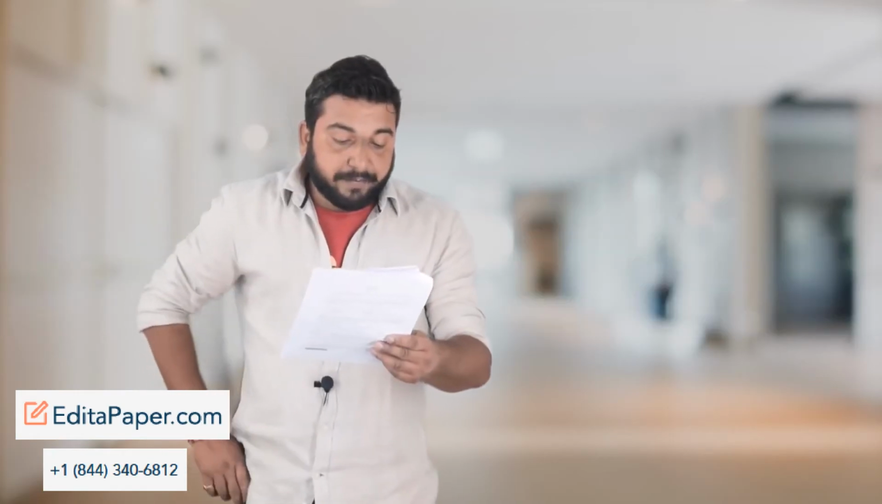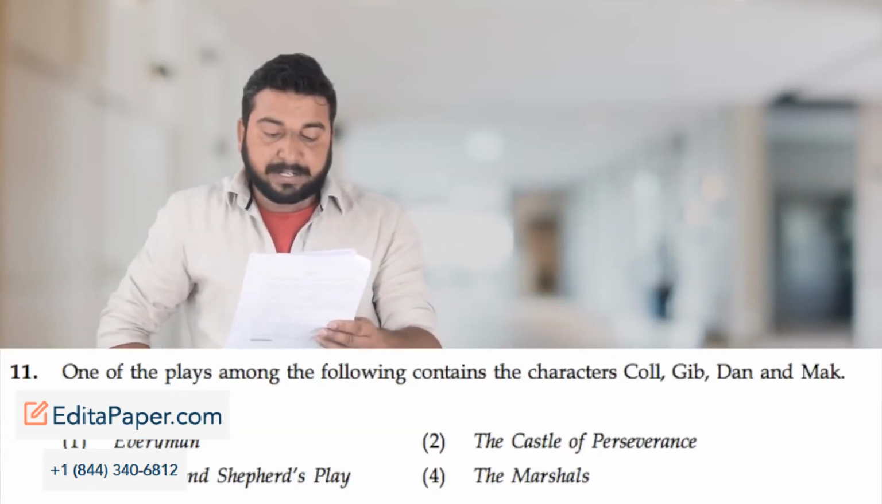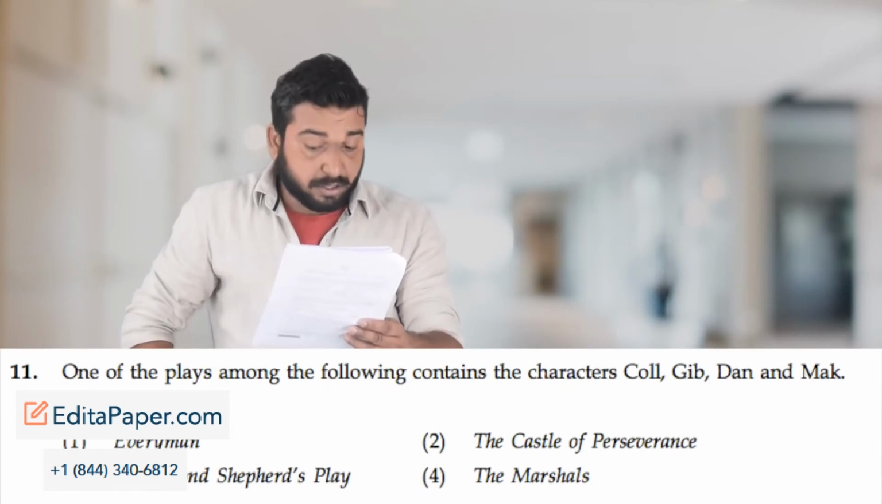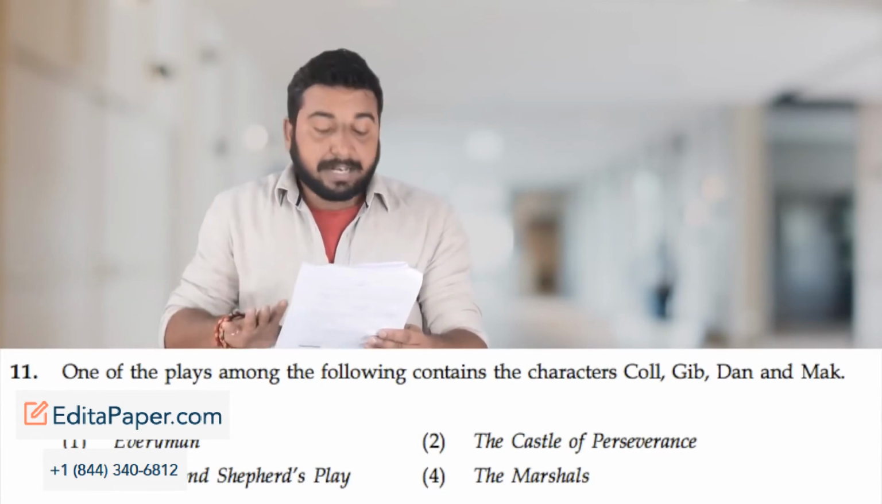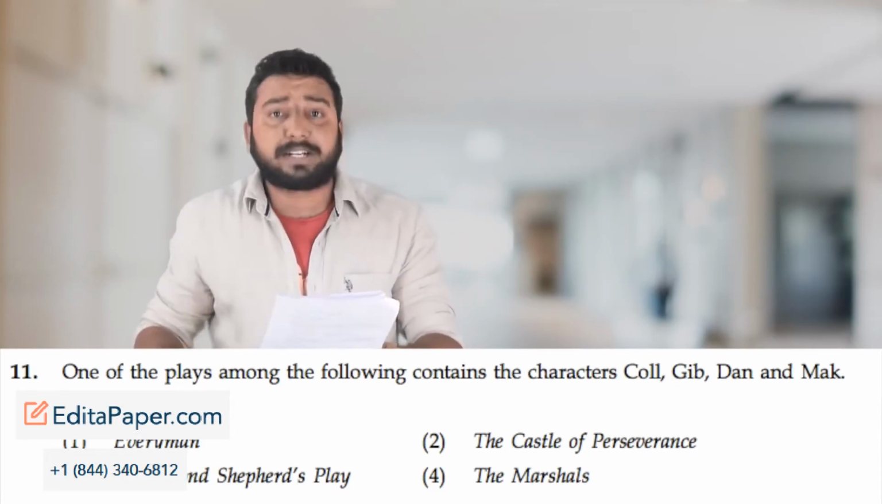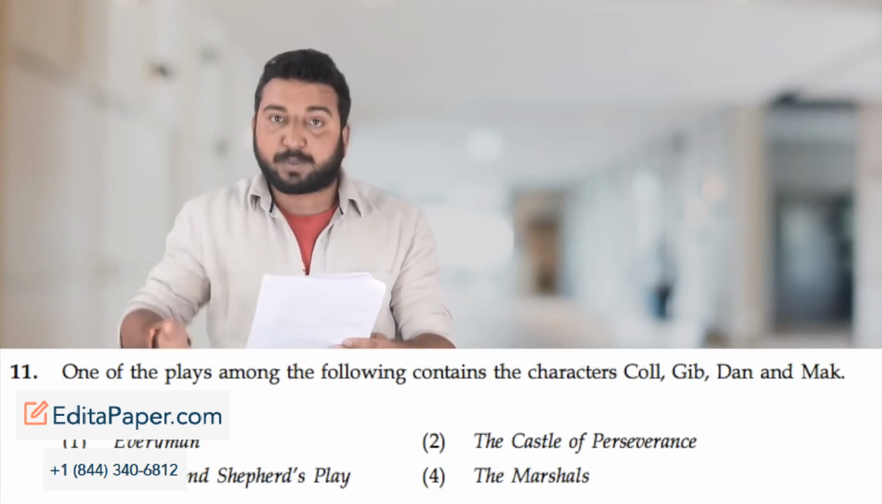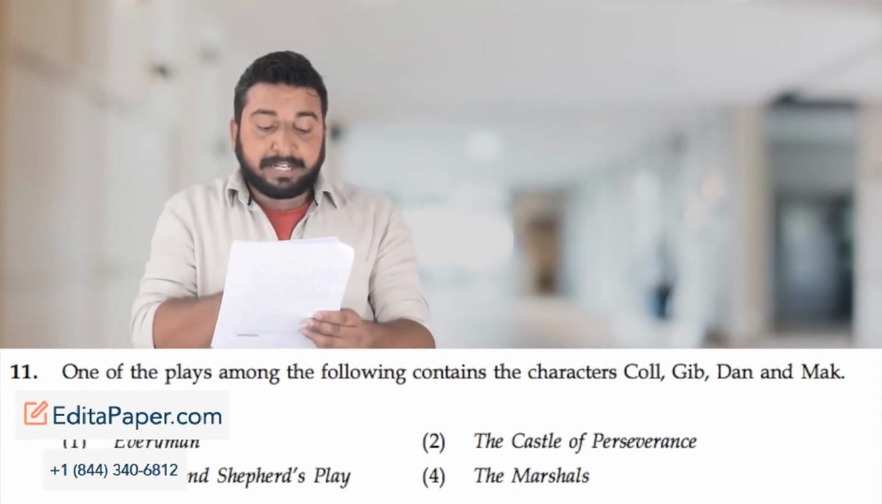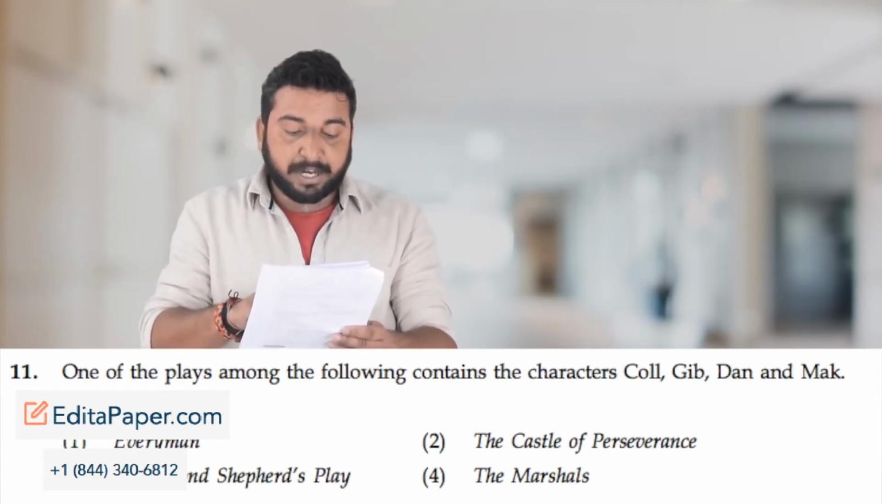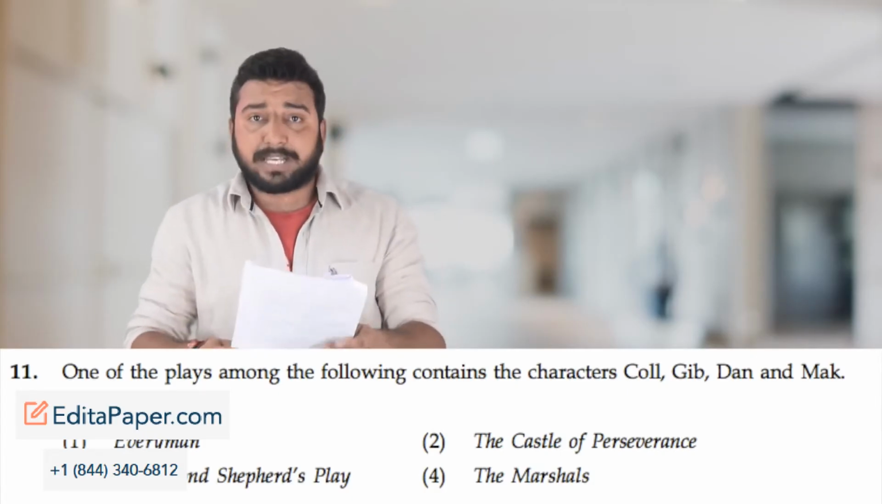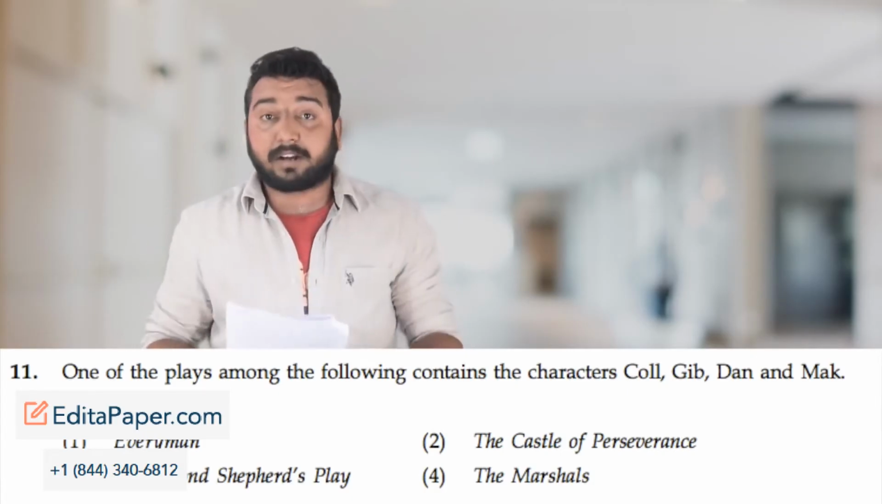Let's go for question number 11. One of the plays among the following contains the characters Col, Jib, Dan and Mac. I will accept that yes, we do not teach this. This is actually an in-depth question. The reason is we teach Everyman, we teach Castle of Perseverance, but we do not teach Second Shepherds' Play. So yes, I can accept my fault, but it's not a conventional question.